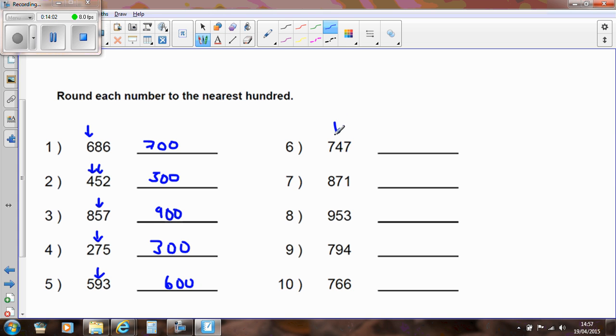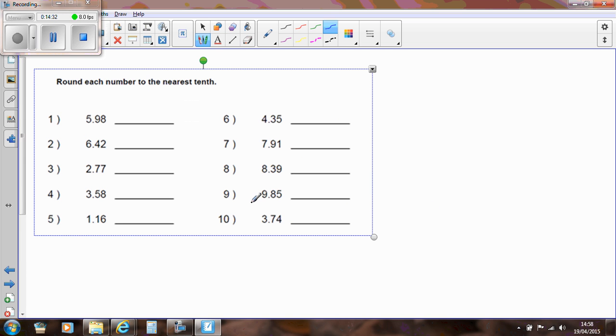This one is a 4, which means that it stays at 700. It's a 7, so it goes up. It's a 5. This one is a 5, it goes up. Now this number has to go up 1. The only way it can go up 1 is to 1,000. This one is 9, which means that that goes up to 100. And this one means that it goes up to 100.